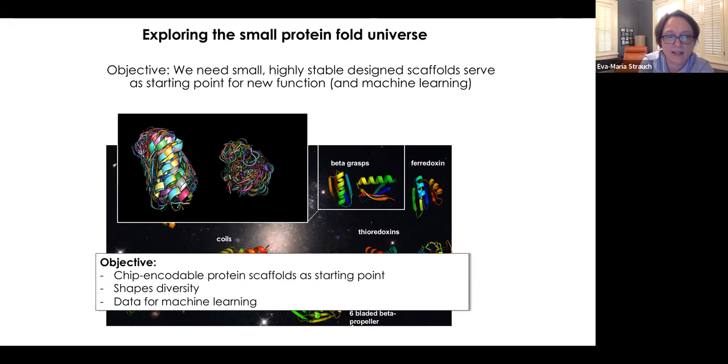The objectives are that they need to be chip encodable, meaning the amino acid lengths cannot exceed whatever the current chip technology allows for oligonucleotide pools, which at this point is 230 bases, which translates to 64 amino acids, given the stuff you need for cloning. And we wanted high shape diversity and data for machine learning.